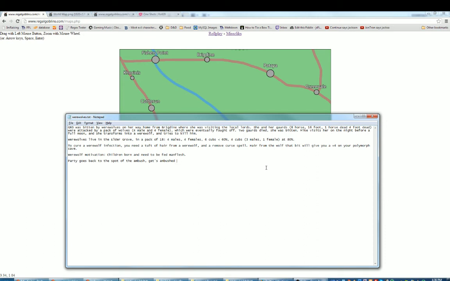Okay, so here's the question. Gets ambushed. Do they get ambushed by the same strategy where wolves attack them from the road? Or in this case, do we have werewolves hanging out in a caravan or in a wagon or whatever and ambush the party that way?